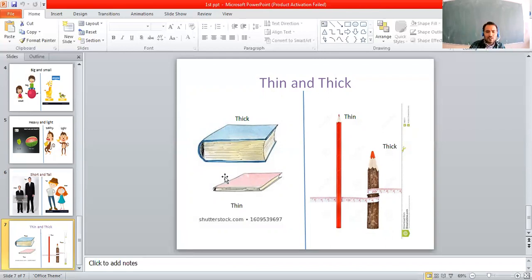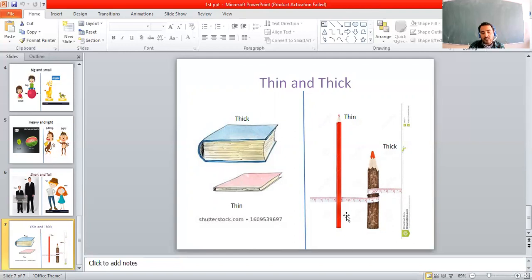Now thin is small. It is a small, thin book and that is a thick book. Comparing these two books, which one is thick? The blue colored book is thick. The pink colored book is called the thin book. We can consider this for any particular object, thin and thick.